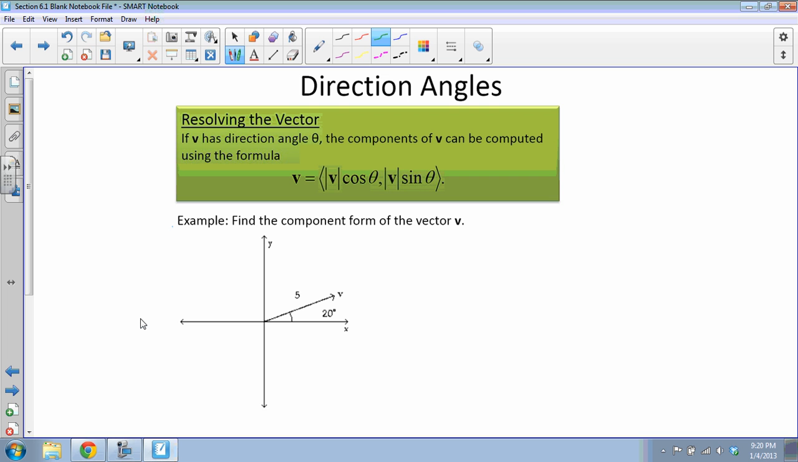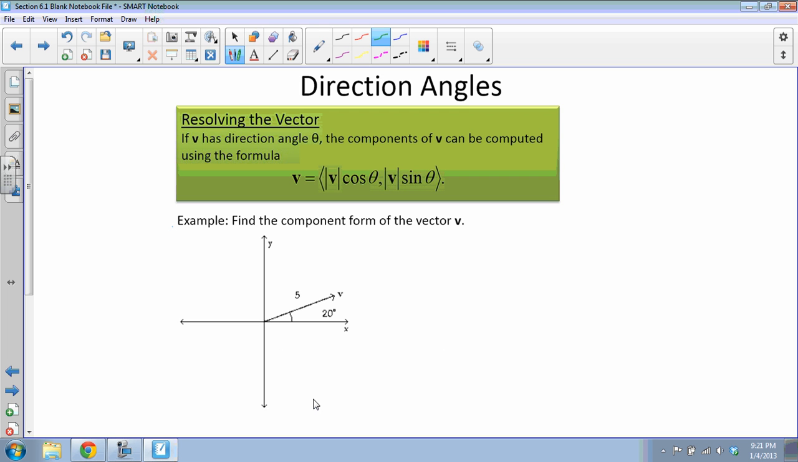Direction angles. There's a green box in the book that says resolving the vector. If v has a direction angle of theta, the components of v can be computed using the formula v equals the magnitude of v times cosine of the angle, comma, the magnitude of v times sine of the angle. So that's not so bad.